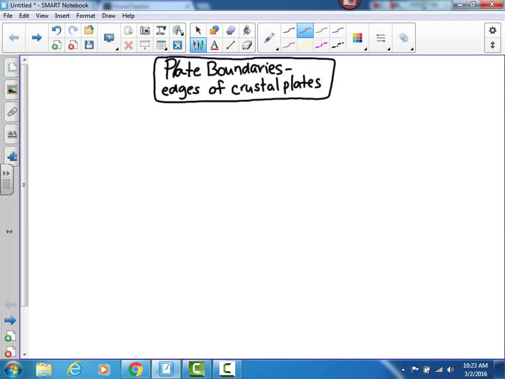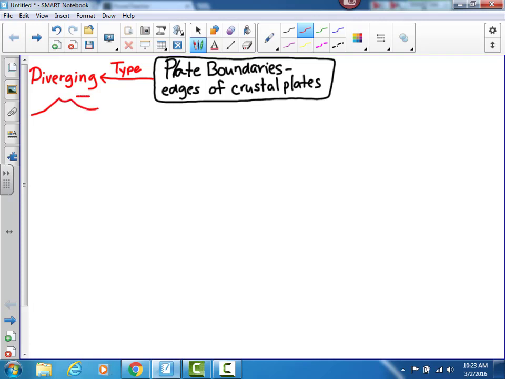There are three major types of plate boundaries, and we classify them based on the direction that they move. We're going to start with diverging boundaries. Which directions do diverging boundaries move? Away from each other. So if we were going to draw just a quick picture of what a diverging boundary would look like, we would have to have two plates that move away from each other.